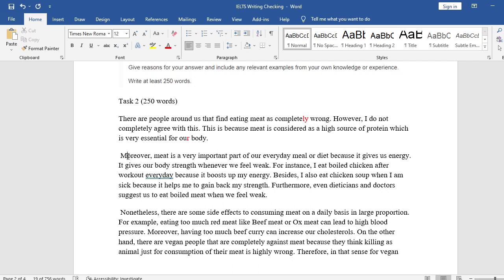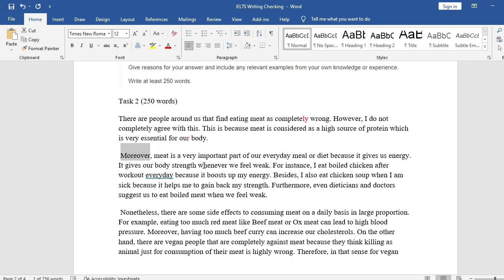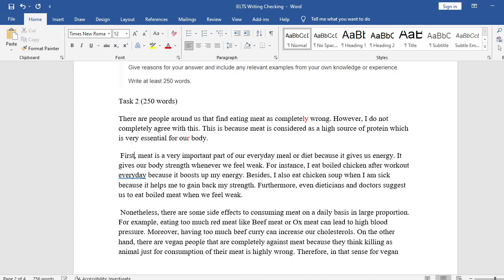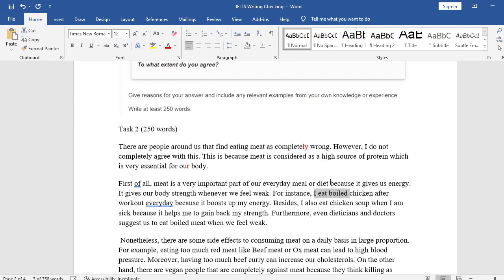But she cannot start the first main body paragraph with moreover. She should start with first of all or firstly. Okay, so I'll just write first of all here, and there is an extra space here which I'm cutting. First of all, meat is a very important part of our everyday meal or diet because it gives us energy. It gives our body strength whenever we feel weak. For instance, I eat boiled chicken. Okay, so this is important.